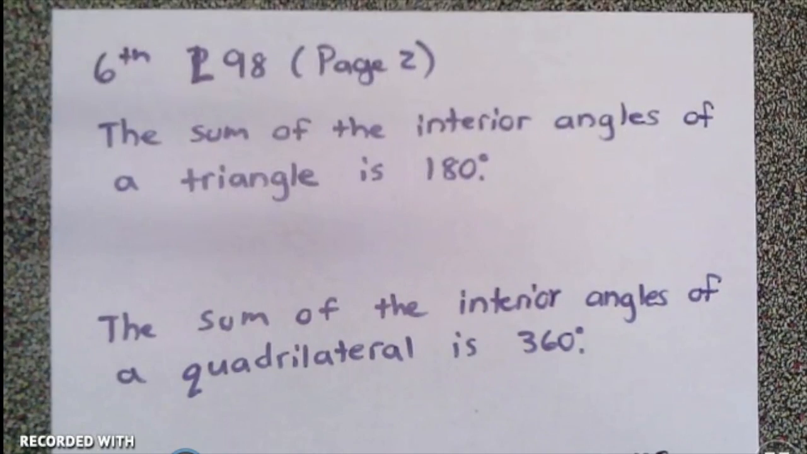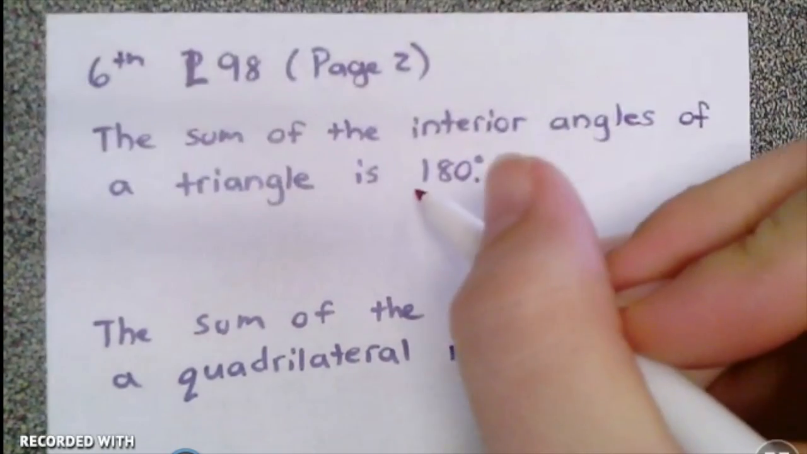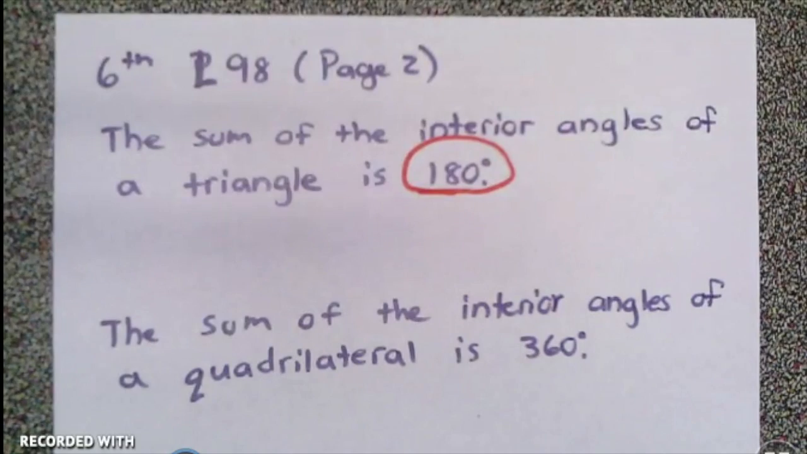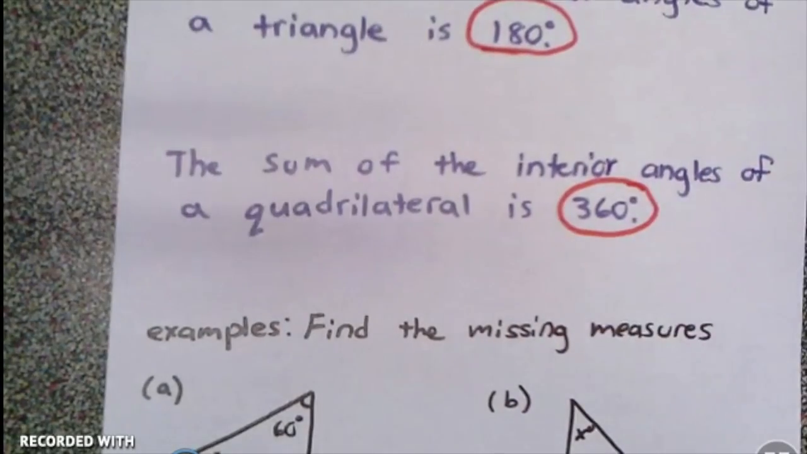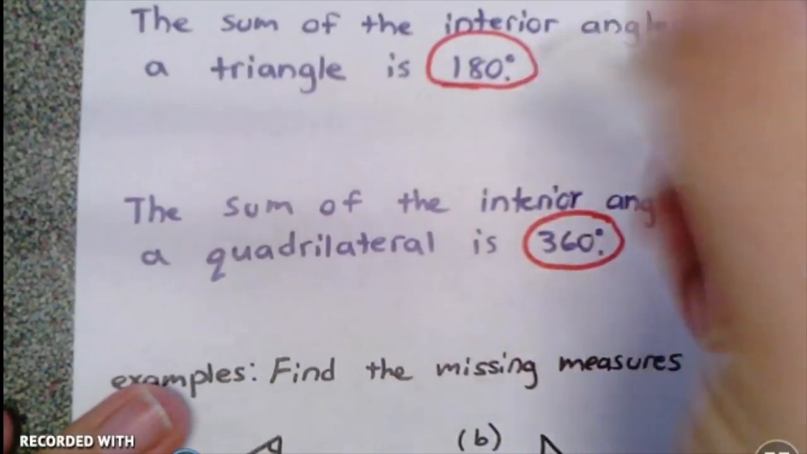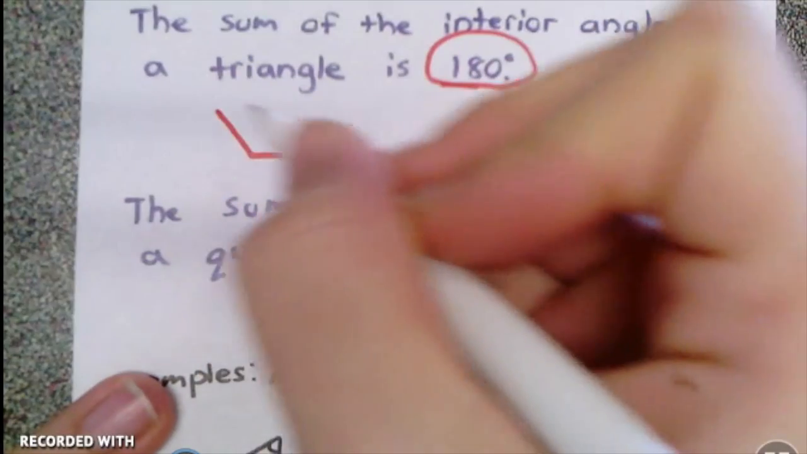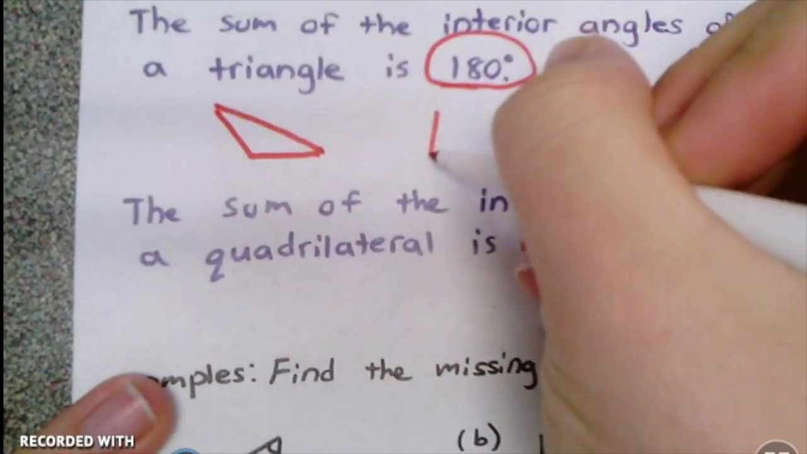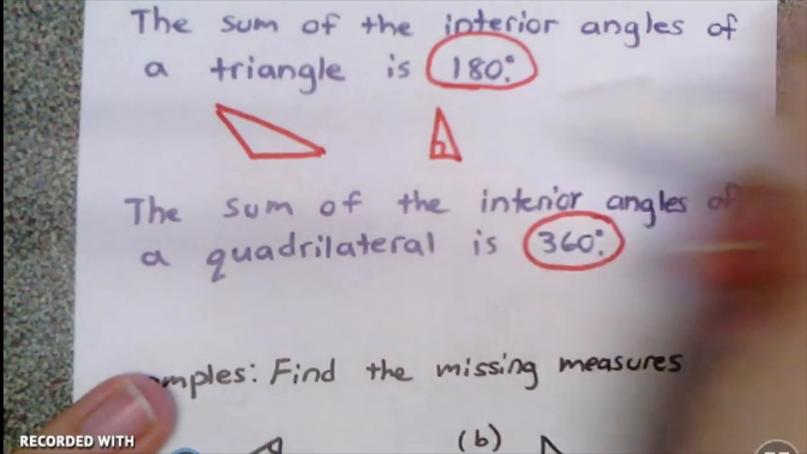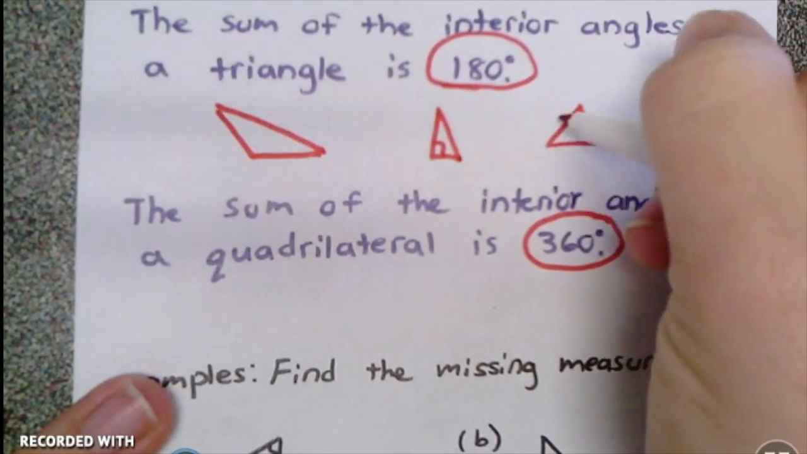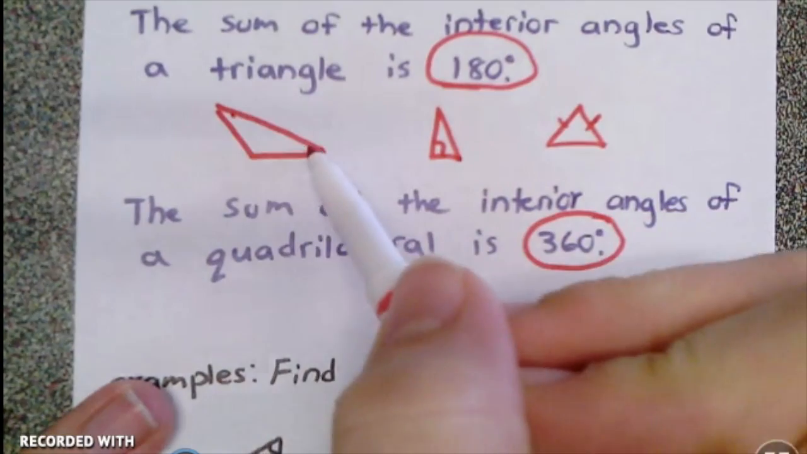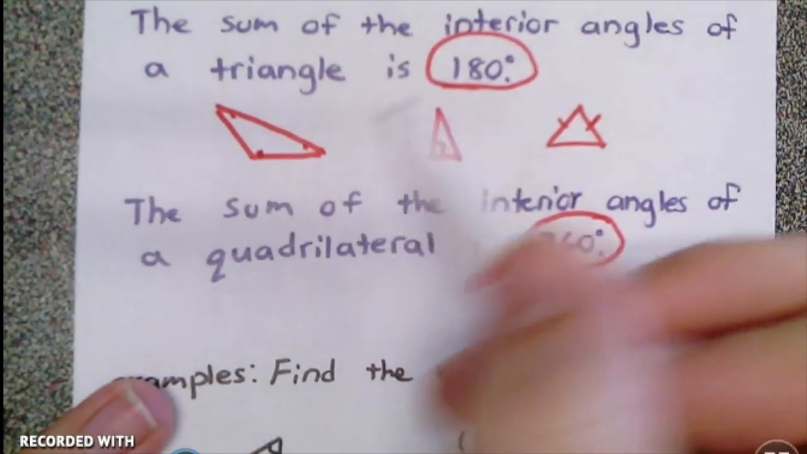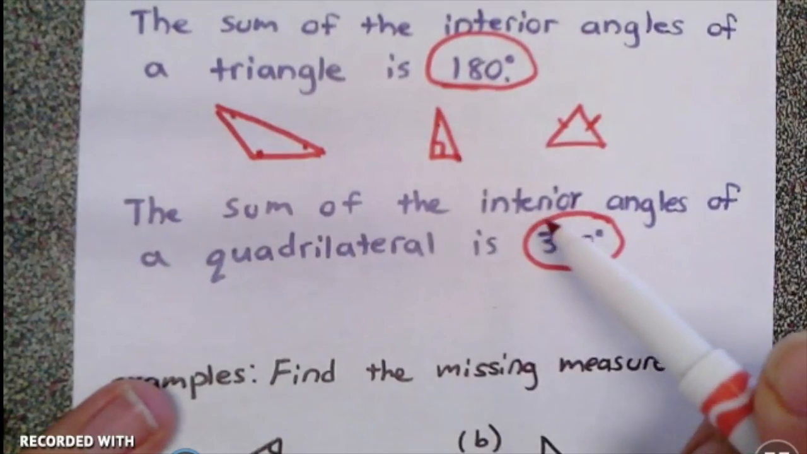The sum of interior angles of a triangle is 180 degrees. You need to memorize that if you don't already know that. The sum of the interior angles of a quadrilateral are 360 degrees. So that's talking about if I had this triangle, or this triangle, any different type of triangle that we can have. When I add up this angle plus this angle plus this angle, it's going to equal 180. This plus this plus this is going to be 180.